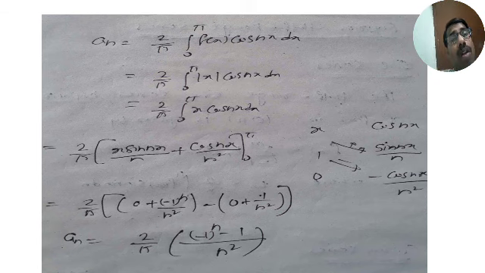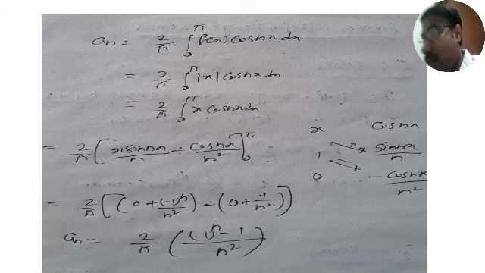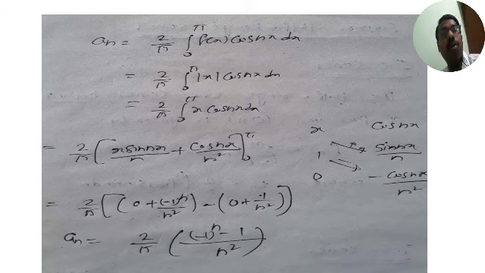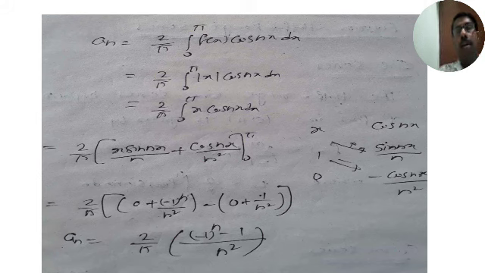Note it down. Let us go and substitute these a naught and an values in the Fourier series to get the Fourier series of the even function f of x equal to mod x in the interval minus pi to pi.